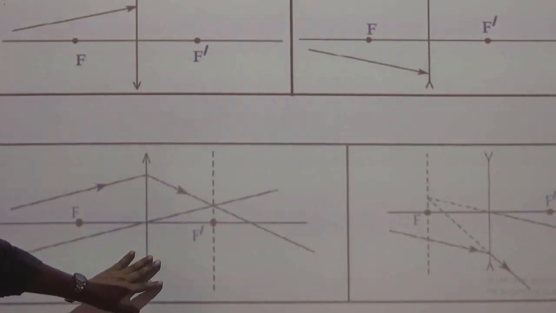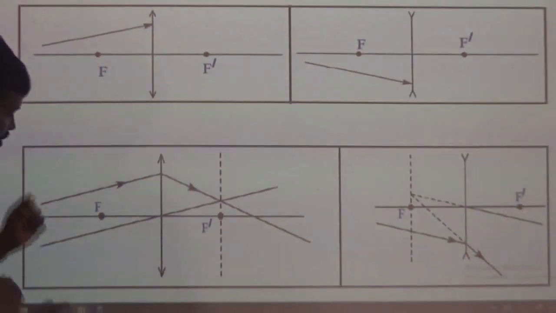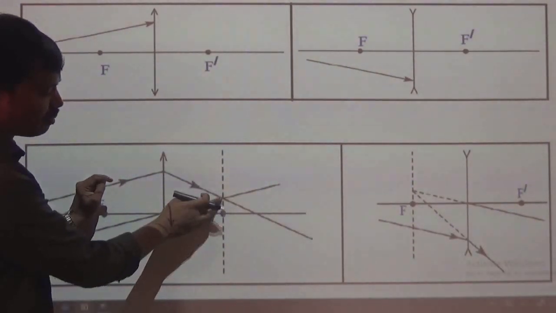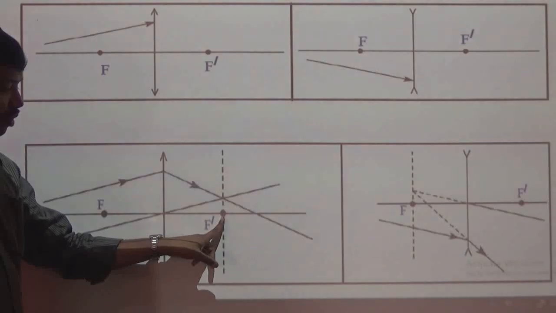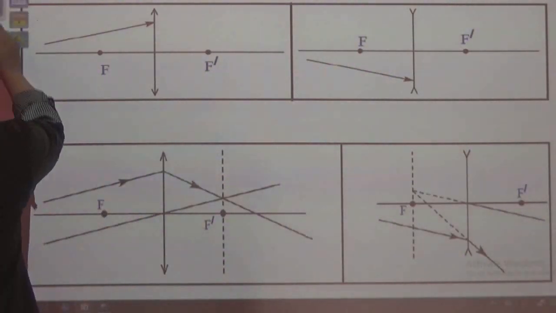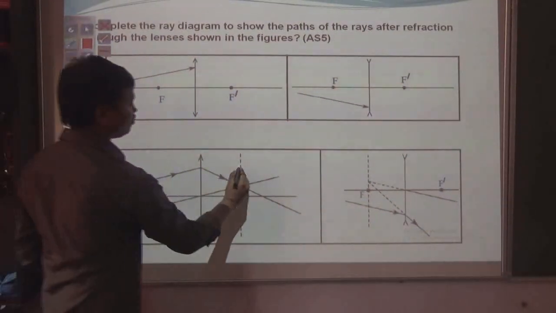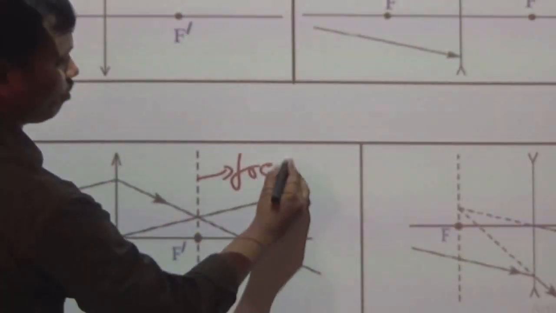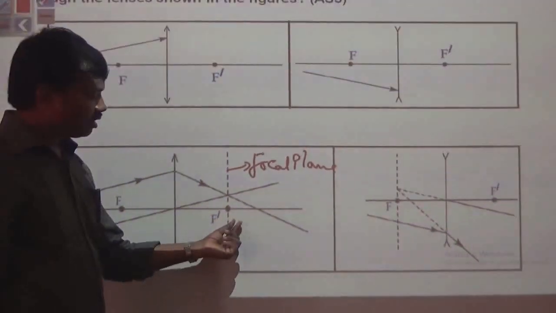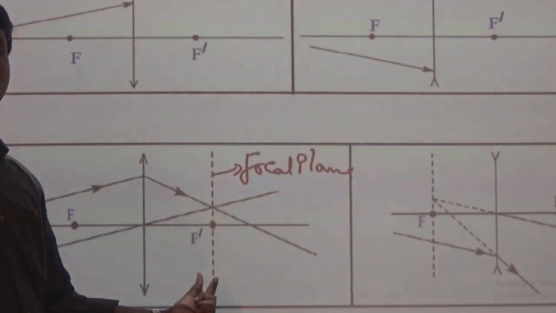Now it is in position like the diagram. Now it passes through the optic center. After refraction, these two light rays meet at a point above the center. It is called the focal plane. The plane which passes through the focus is called the focal plane.